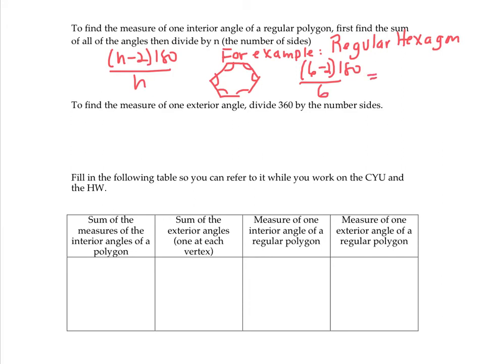Okay, so for a regular hexagon, the sum of the interior angles would be 4 times 180. And we want to divide by 6. 4 times 180 is 720 degrees. Divide it by 6, and each interior angle would be 120 degrees.